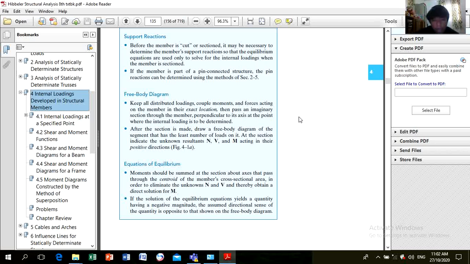Always assume that the moment will act at the centroid of the member's cross-sectional area. Okay? So meaning, for unknown N and V, you can eliminate them, right? Then you can solve directly from moment. Any unknown reactions that pass through the moment arm will be cancelled and equal to 0. So here you can determine the moment immediately.